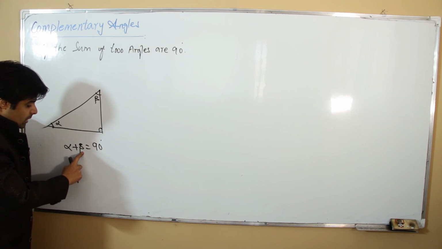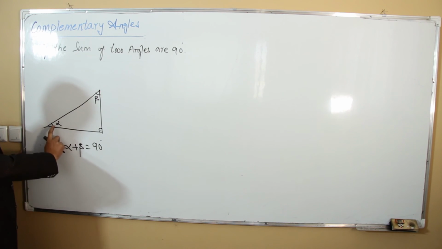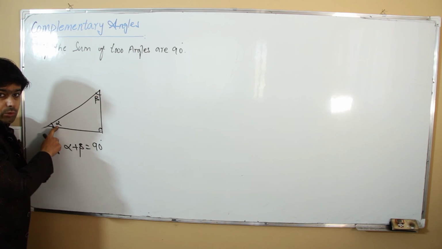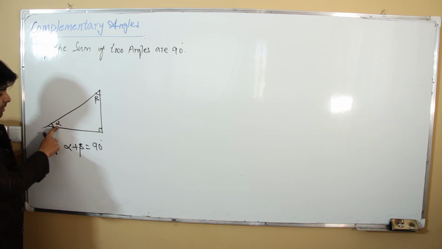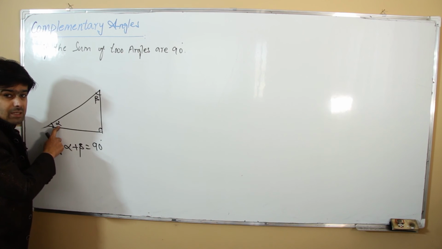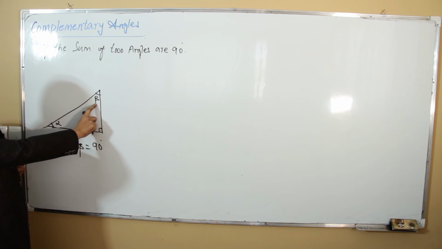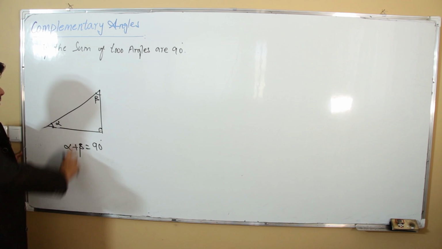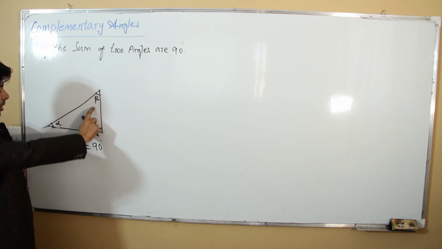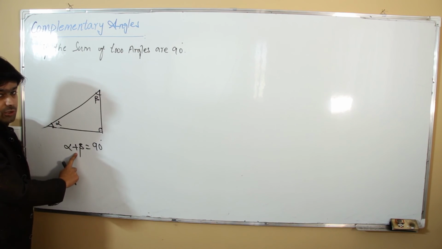In trigonometry, the sine of alpha is equal to the cosine of the complement of alpha. What is the complement of alpha? It is beta. So sine of alpha is equal to the cosine of beta, if alpha and beta sum to 90 degrees.